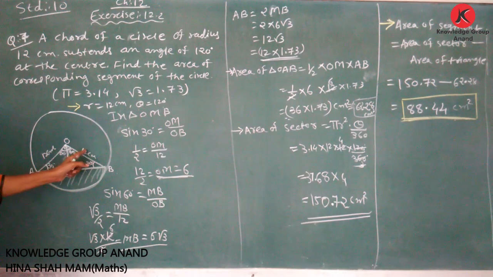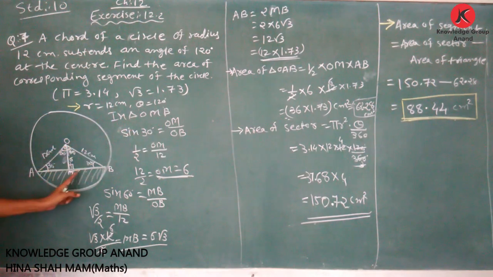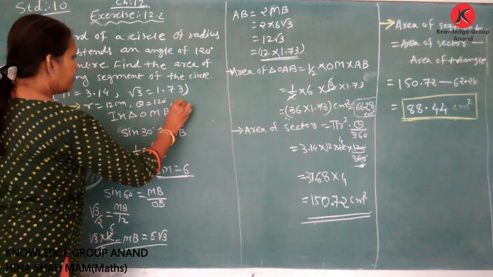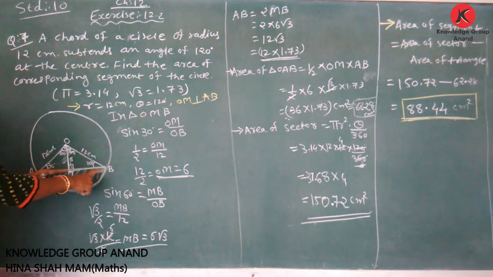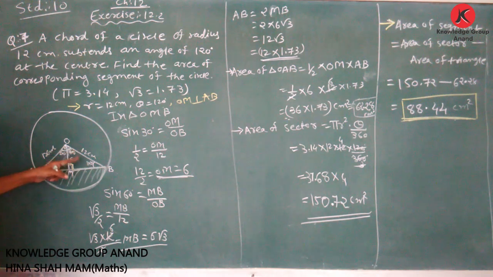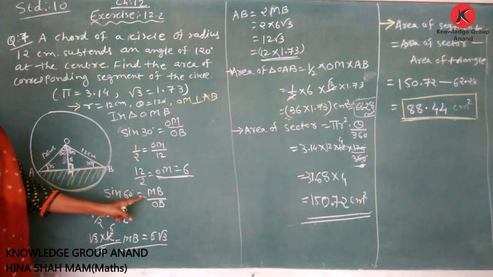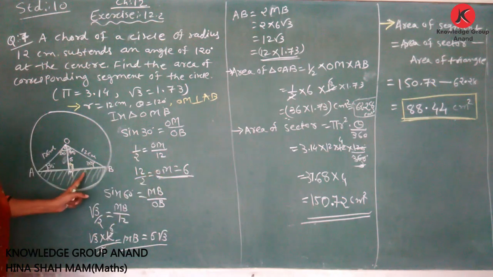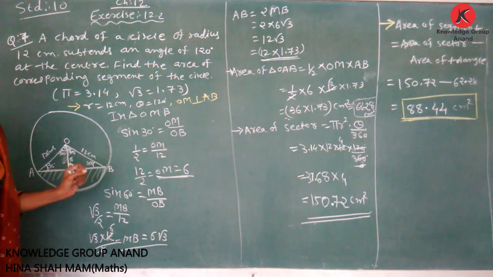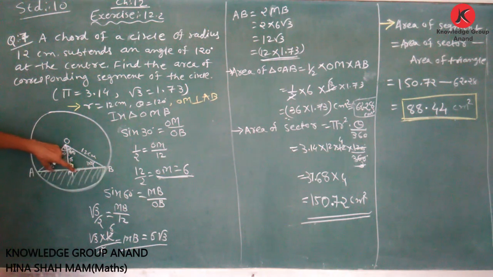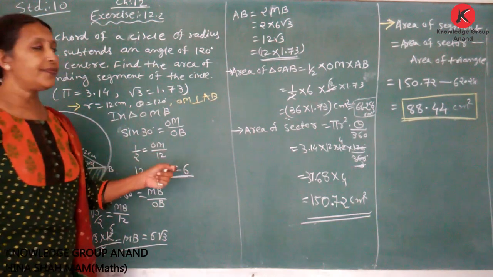We draw the figure. In triangle OMB, OM is perpendicular to AB, so the angle is 90. This angle is 30, therefore the other is 60. Sin 30 is equal to opposite OM upon hypotenuse. Then we find OM is equal to 6. Sin 60 is equal to MB upon hypotenuse. Then we find MB is equal to 6 root 3. AB is equal to 2 MB, as M is the midpoint of AB.